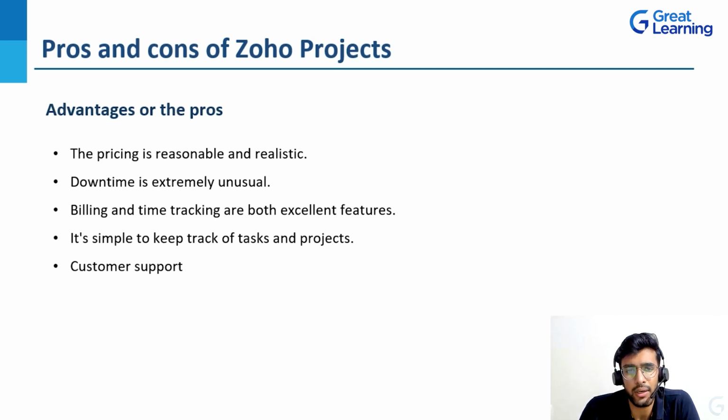Now, coming to downtime, it is extremely unusual. Basically, downtime means that if a person is working on a system and the system isn't responding very well, then you will have to call in customer support and make them understand the problem. So the amount of work time that gets lost is comparatively more when you compare to other systems, right? In Zoho Projects, the downtime is extremely unusual, very low.